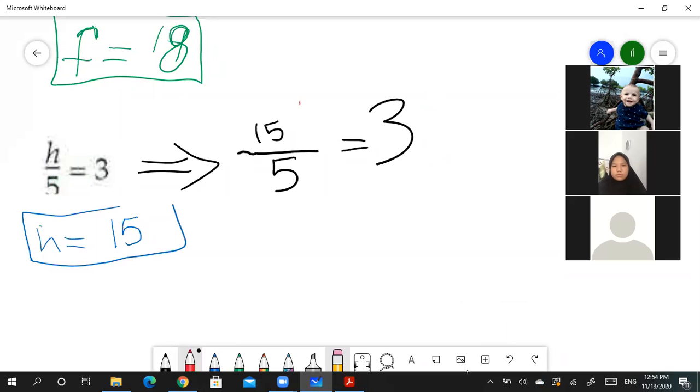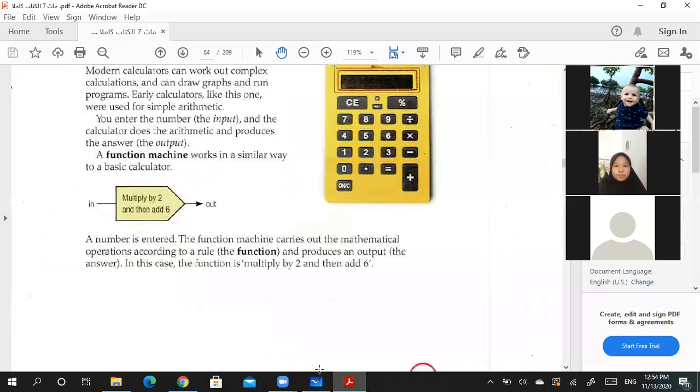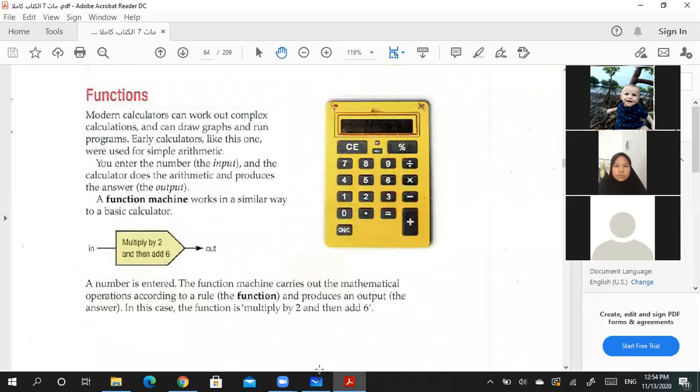So what should I do? Divide 15 by 5, so it will be 3. 3 equals 3. So we got our answer was correct. Then we talked about functions.